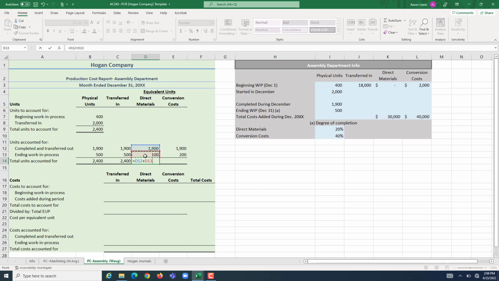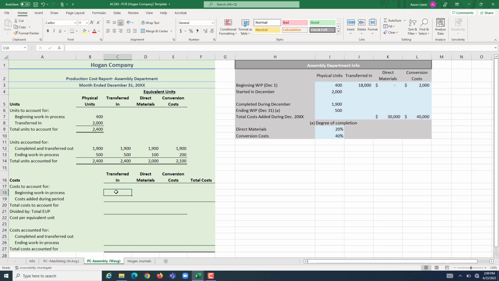For the same amount of cost that we incurred for direct materials within the assembly department, we could have fully assembled 2,000 gonculators. For the cost that we paid for conversion costs in the assembly department, we could have completed 2,100 gonculators. That is our total units accounted for. That is our equivalent units of production. And now for our costs.